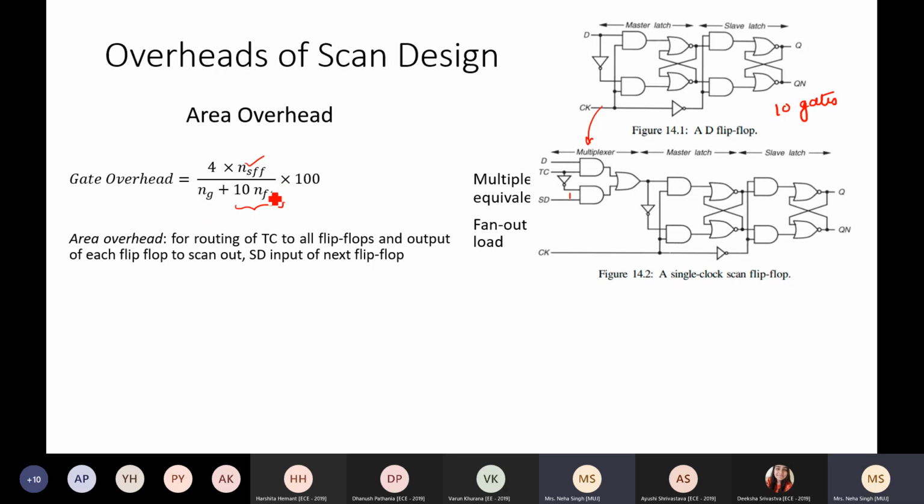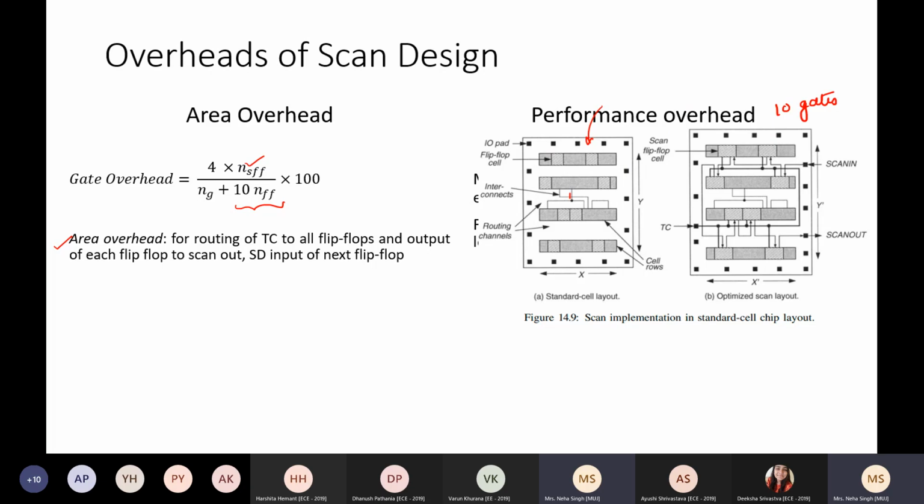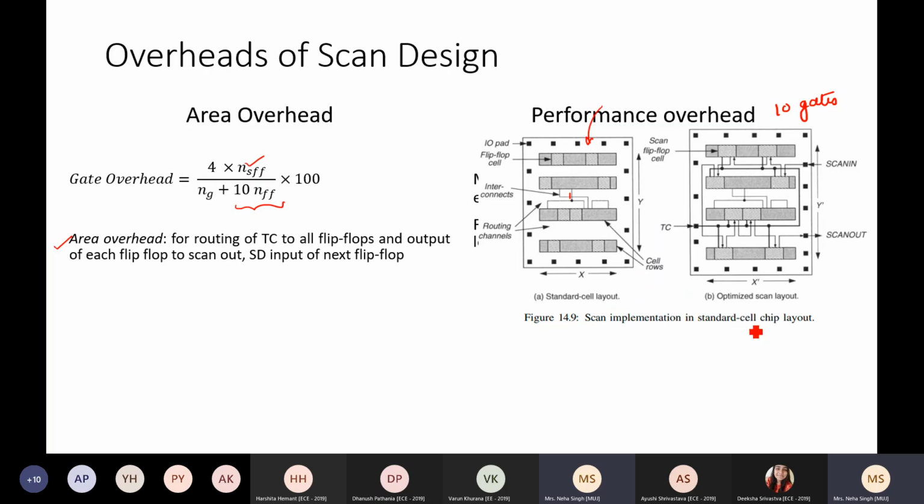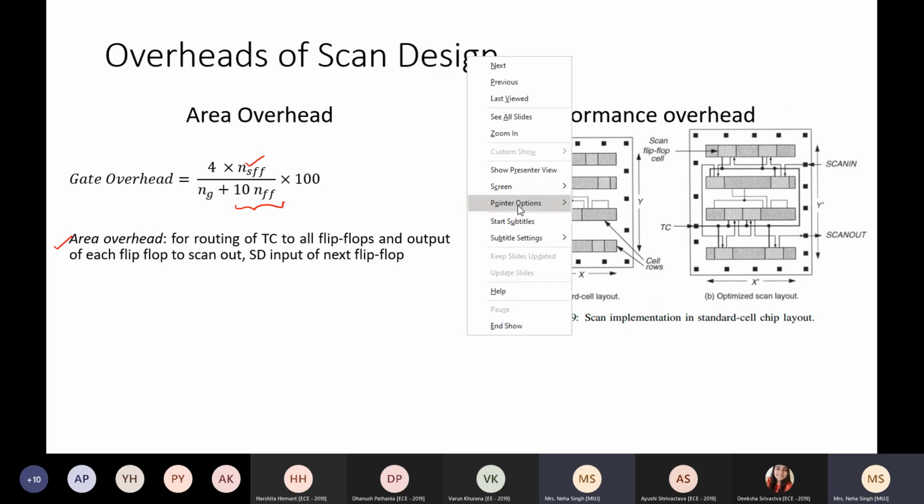Not only gate overhead needs to be considered, we need to consider the area overhead. Area overhead means इतने मुझे logic gates extra लगाने पड़ेंगे, so that my area will be more consumed, right? The second overhead is performance overhead. Performance overhead means we measure the performance of the digital circuit or VLSI circuit in terms of delay. So when we talk about performance overhead, we need to talk about the delay.